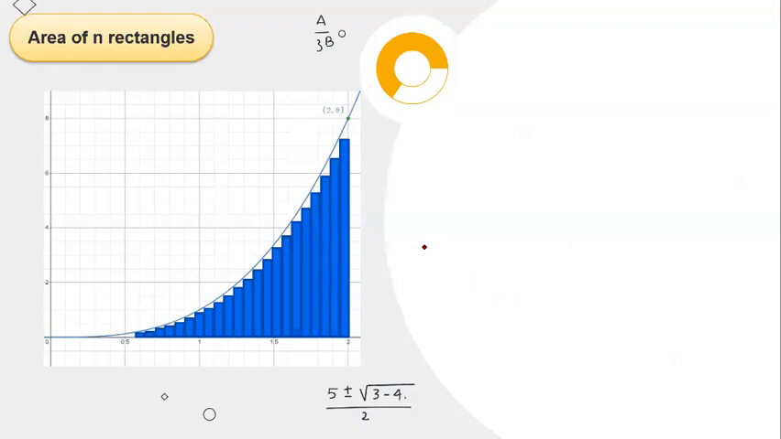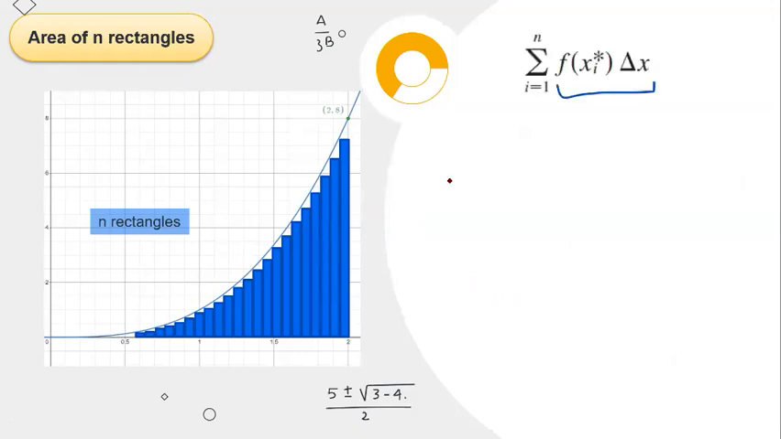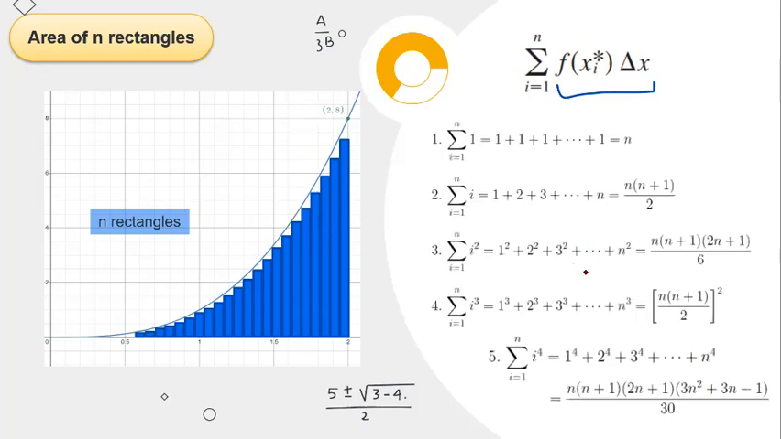After we get the area of each rectangle, we now have to determine the area of n rectangles by applying sigma as the sum of the areas, as i goes from 1 to n, with the area of each rectangle that we found just now. Do take note that you may need to memorize or understand these sum formulas to ease you in the sigma calculation. And so we can get the area under the curve.